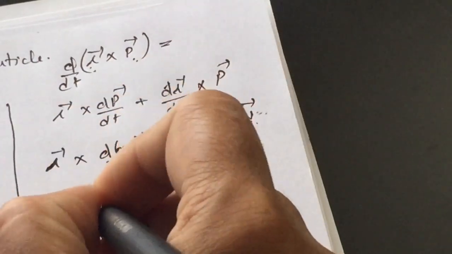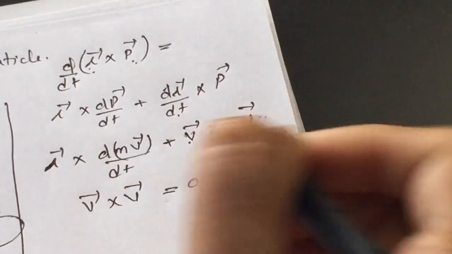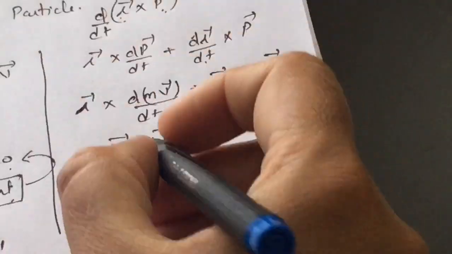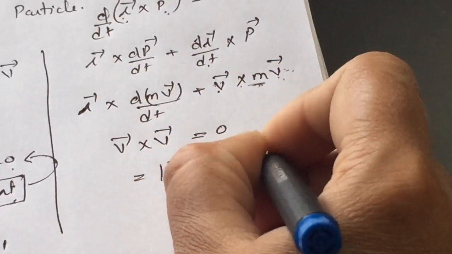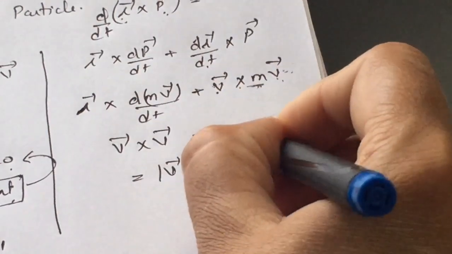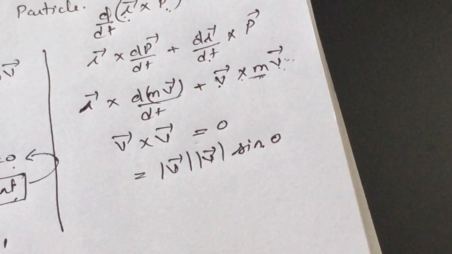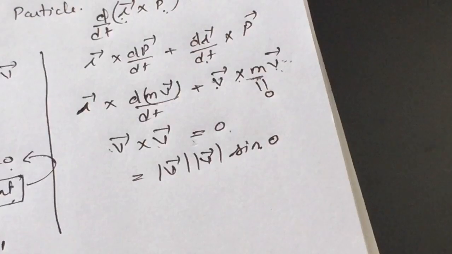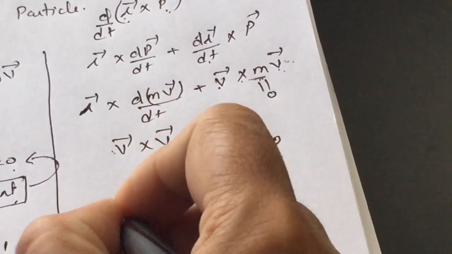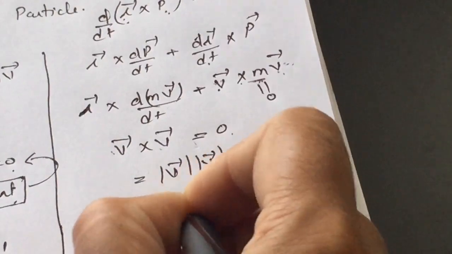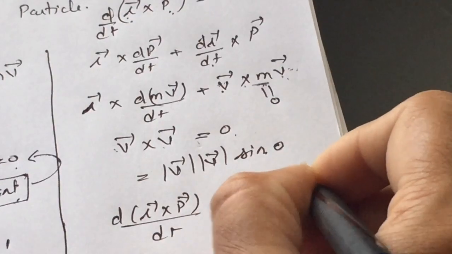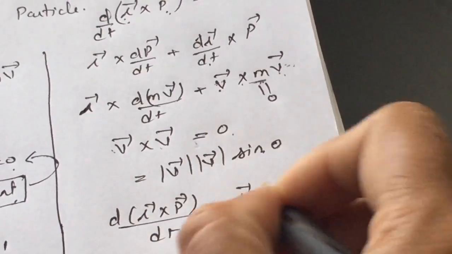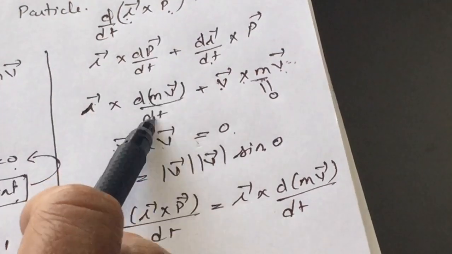Then we have to find v cross v, and we very well know that it is equal to 0, because v cross v means magnitude of v, magnitude of v, and the angle between them. Both are the same quantities, so what will be the angle between them? That is equal to 0. Hence v cross v is equal to 0, and this term becomes 0, and we will have d(r cross p) upon dt, which can be written as r cross d(mv) upon dt.